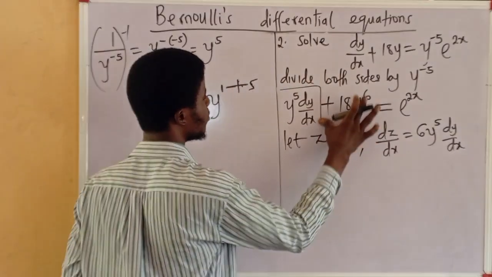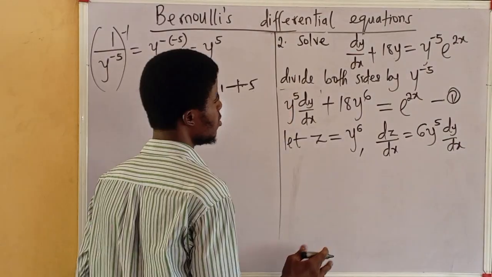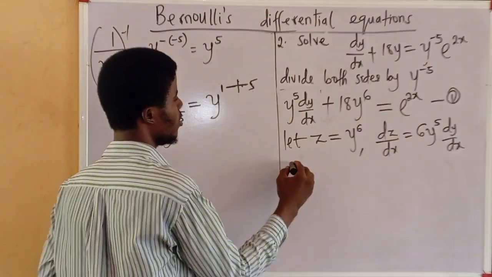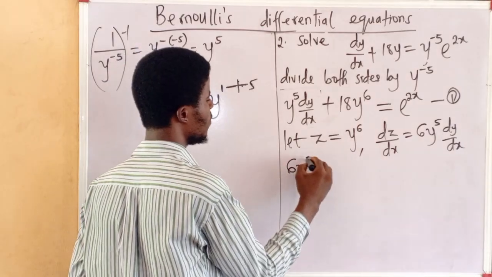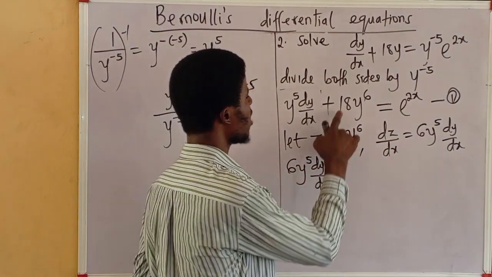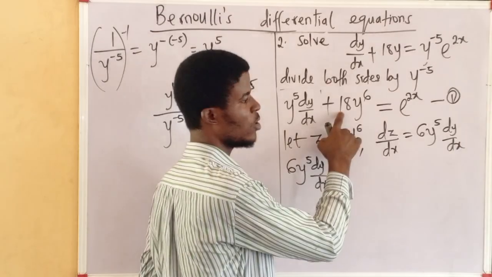Okay, let's say this is equation 1. So if we multiply this equation 1 by 6, we'll be having 6y to the 5th dy/dx plus 6 times 18 is 108.